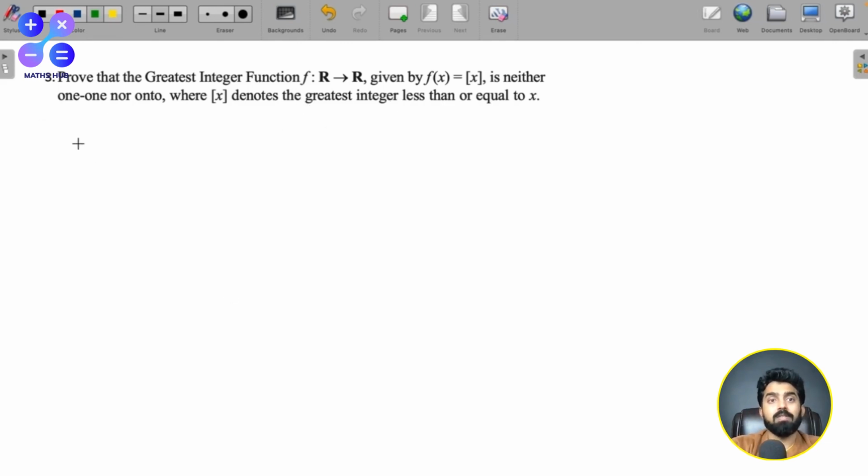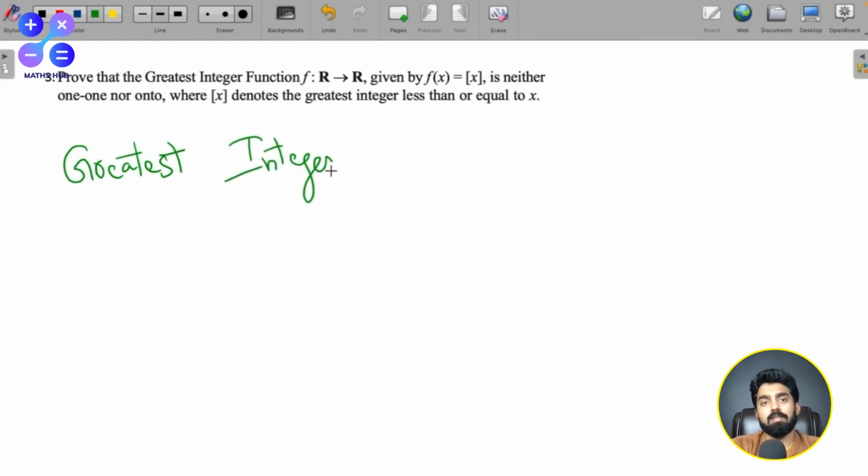Interesting question, right? So we need to talk about the greatest integer function. It's a very interesting function and very useful further down the line as well. When you solve questions in math and physics, it's going to be useful. So the greatest integer function is written as this.